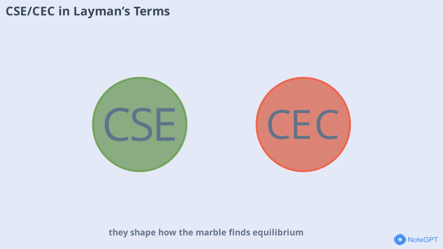Together they shape how the marble finds equilibrium, just like gravity shapes motion through curved space. In everyday life, CSE is the sense that something's off. CEC is how hard you work to fix it. This simple picture makes the abstract concepts of CSE and CEC intuitive and relatable.